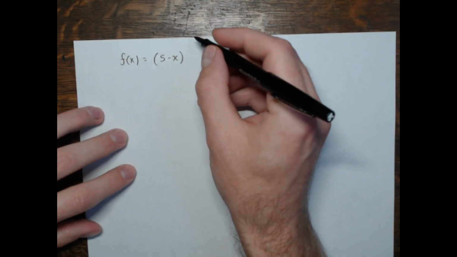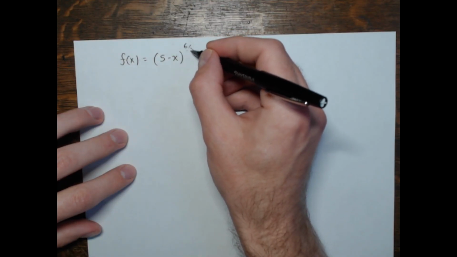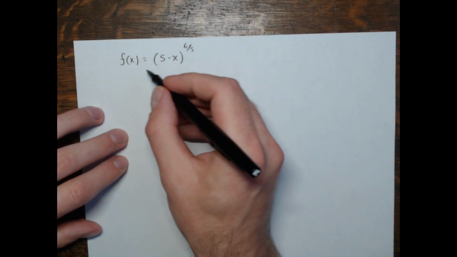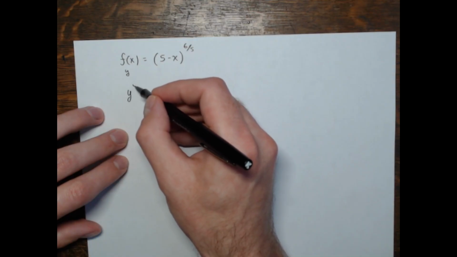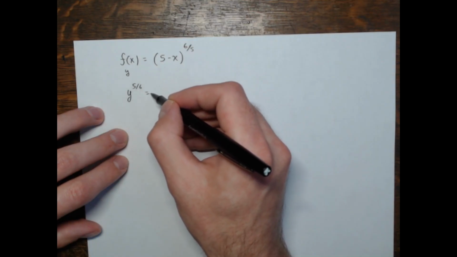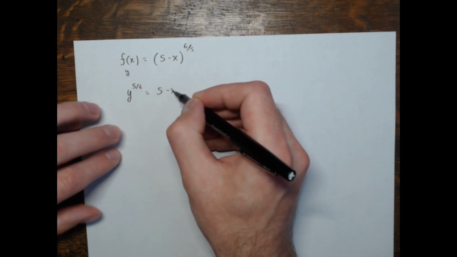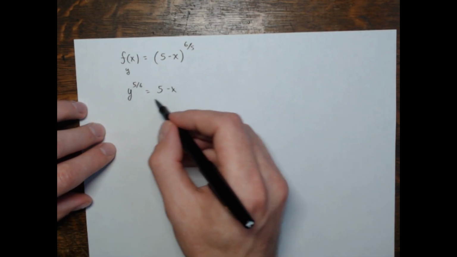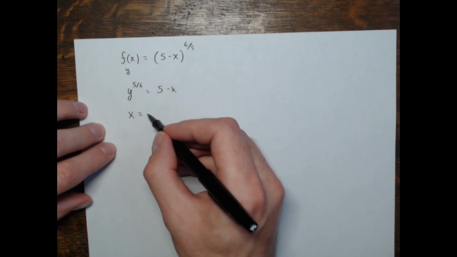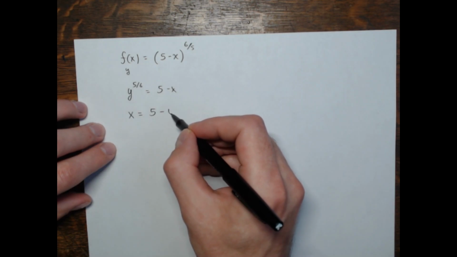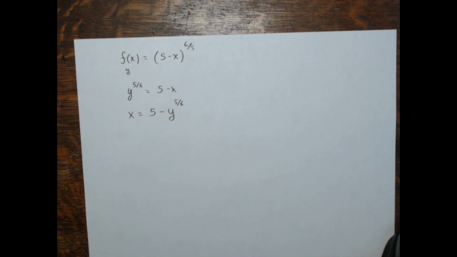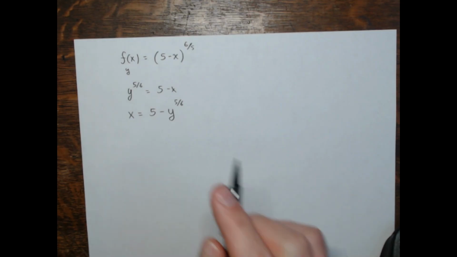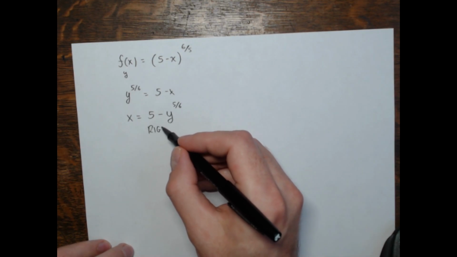So f of x is 5 minus x to the 6/5 power. Again, you call that y. I would raise both sides to the 5/6 power, and then swap, add x, subtract this. So x equals 5 minus y to the 5/6 power. And this was the curve on the right. This was the right curve in my region.